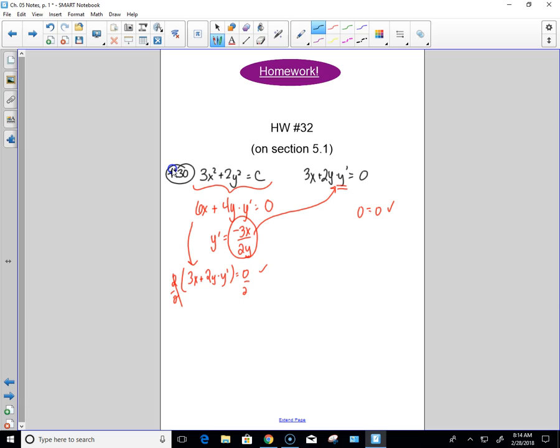C was 21. Were there any other places while I'm in the book looking at homework? I knew that one got tricky. 38. 38 was kind of fun. That's okay. Talk it out, Sean.